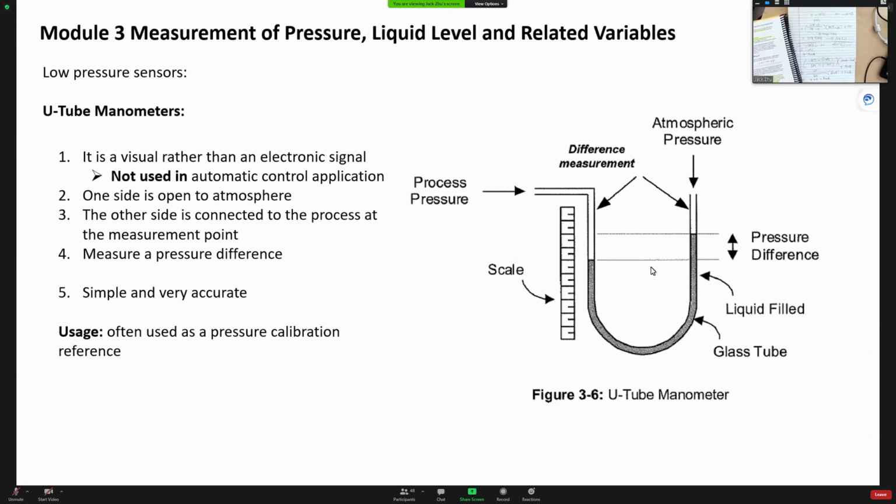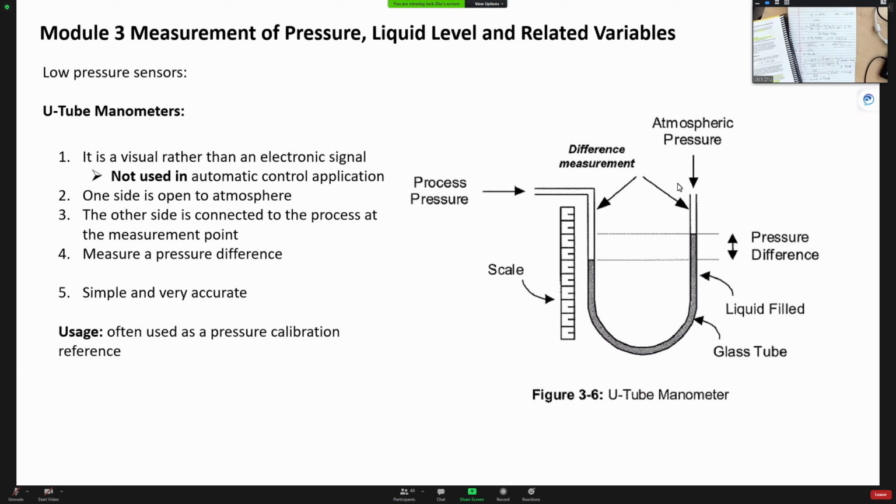There's some visual. This is called a U-tube manometer. It's kind of like a low pressure sensor. It's for visual indication. It's not going to be converted into any type of transducer or transmitter. It's mostly used for calibrating the transmitter or transducer, or for simple pressure measurement.